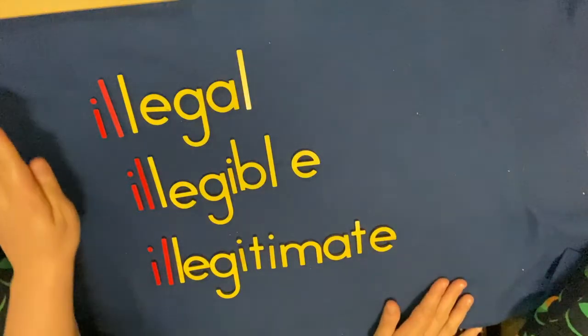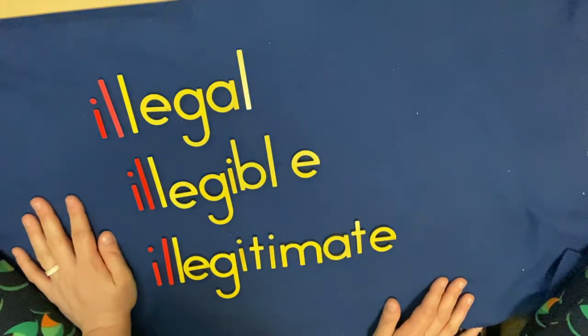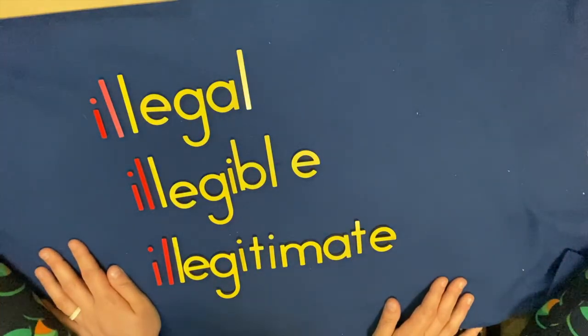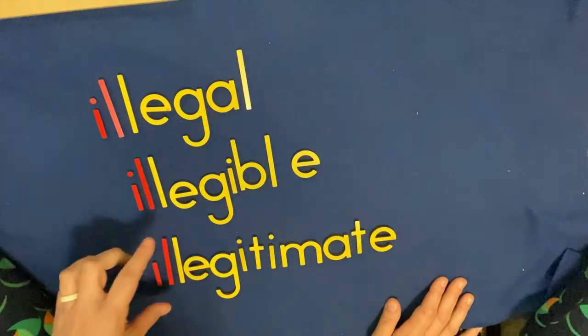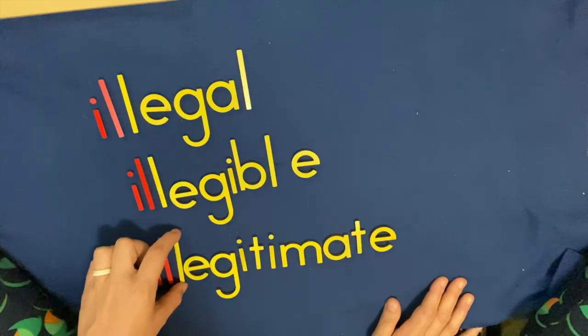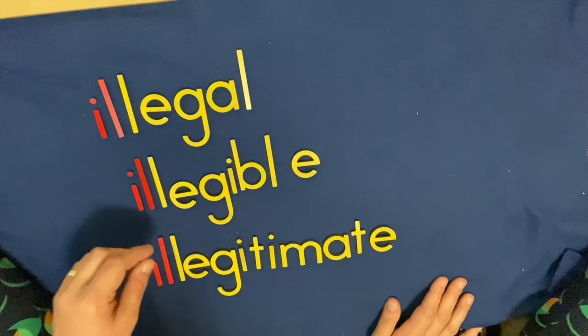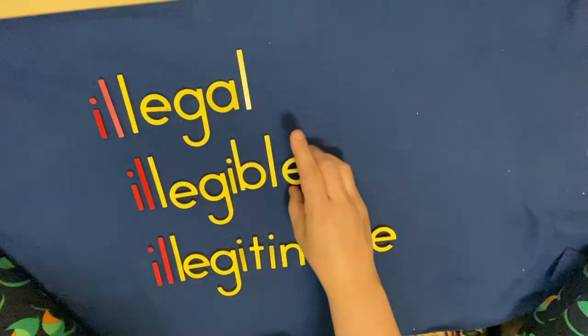So, not legal, not legible, not legitimate. IL means not, just like the first one, IR. And you also notice, same thing as the last, that all of these start with L, okay? So when you're going to have the prefix IL, which means not, it's going to come before an L word, okay?